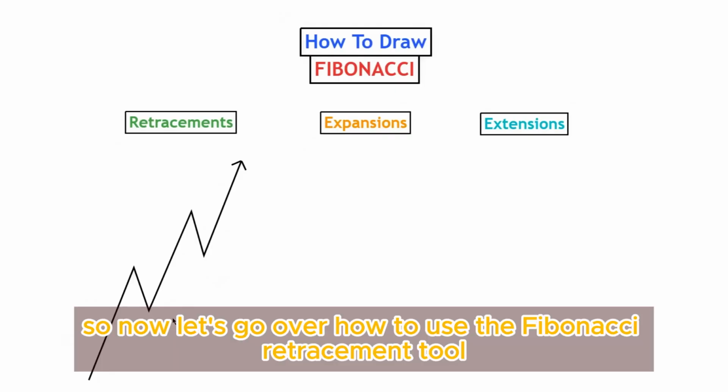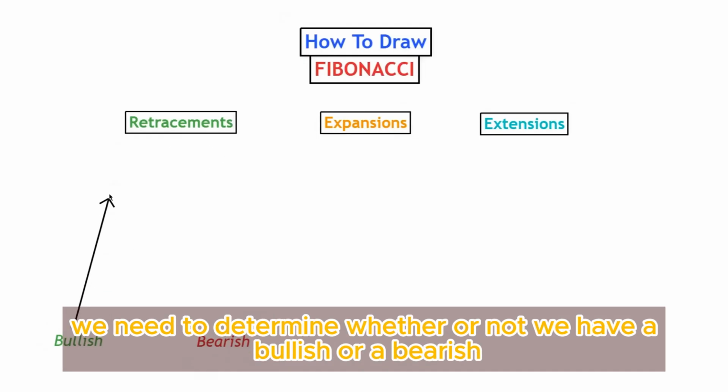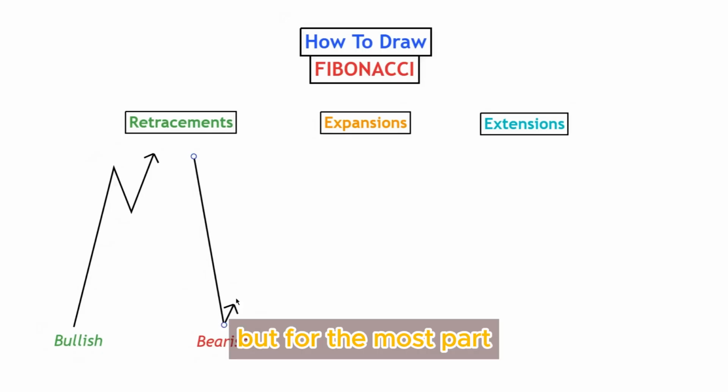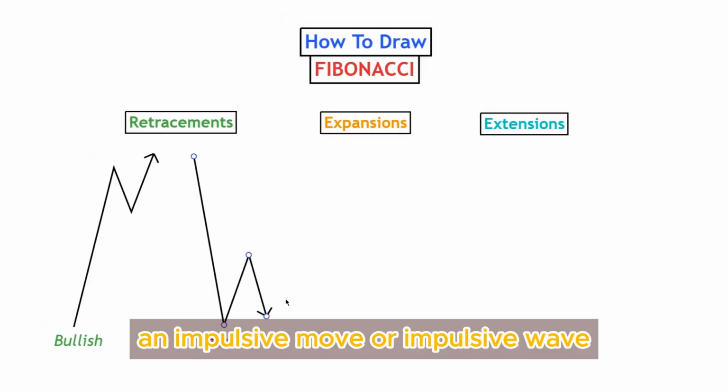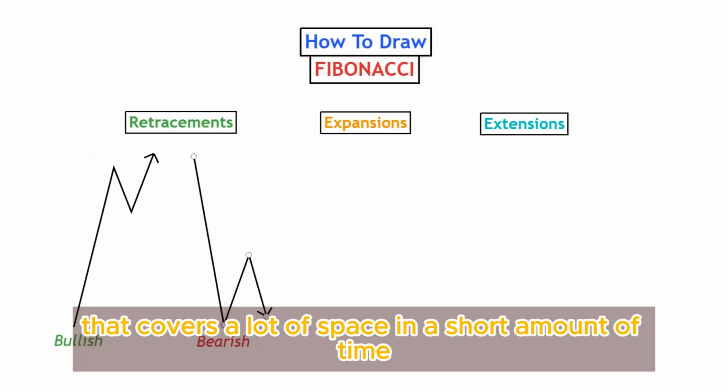So now let's go over how to use the Fibonacci retracement tool. So first things first, before we get our Fibonacci retracement tool, we need to determine whether or not we have a bullish or a bearish impulsive move. And there's a little bit of subjectivity to it. But for the most part, an impulsive move or impulsive wave is a quick and volatile movement that covers a lot of space in a short amount of time.